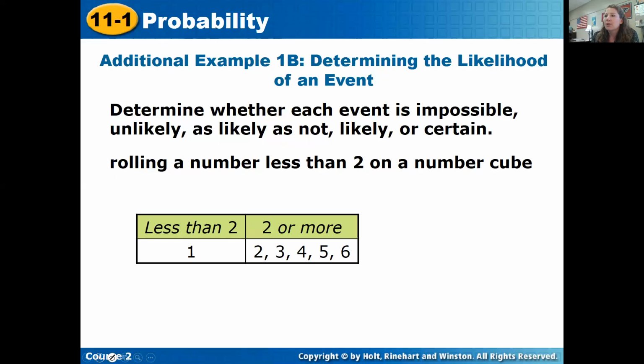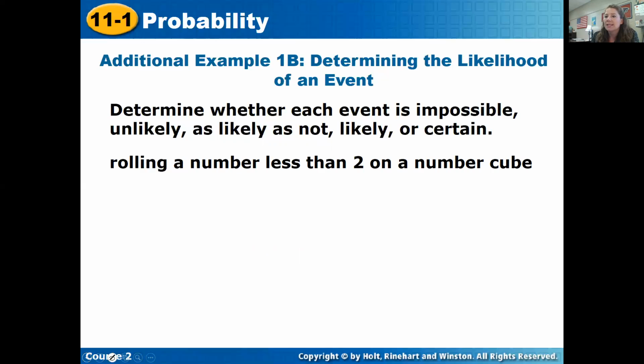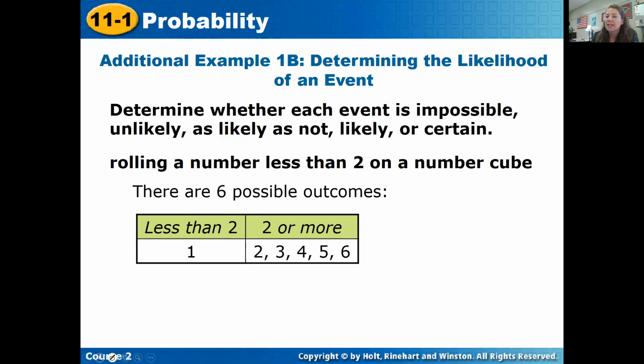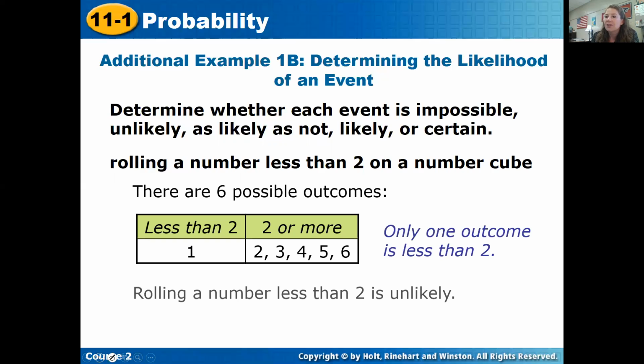What about rolling a number less than 2 on a number cube? Well, there's only one number less than 2 on a number cube, right? It's the number 1, out of 6 possible outcomes. So 1/6 is a very small fraction. So rolling a number less than 2 is unlikely to happen. It's not impossible, but it's unlikely.